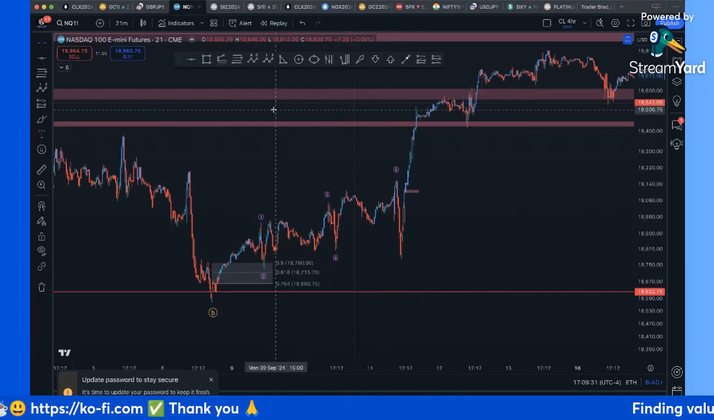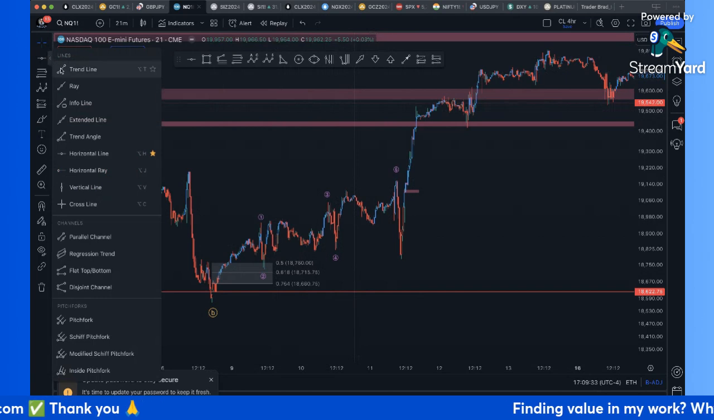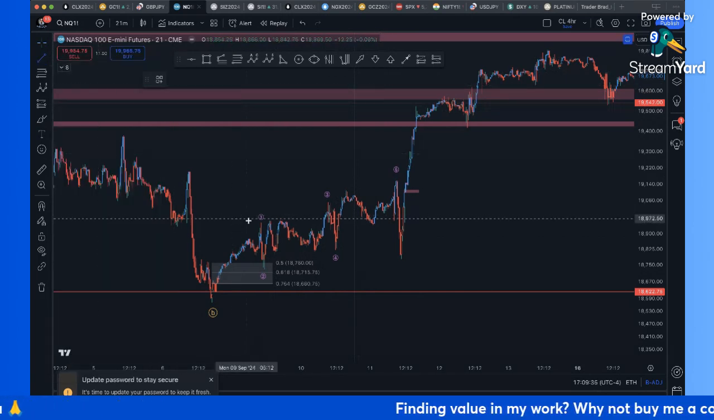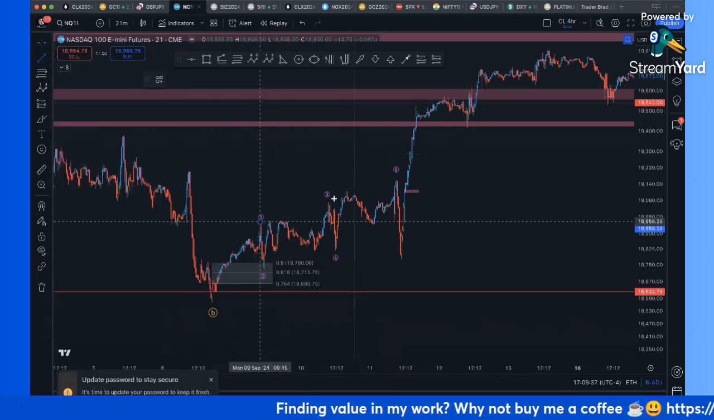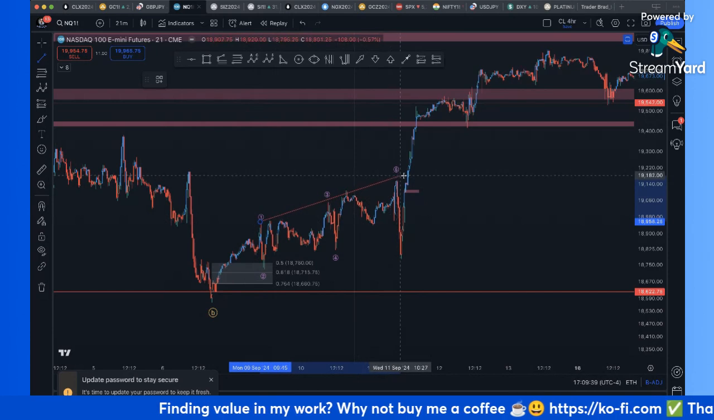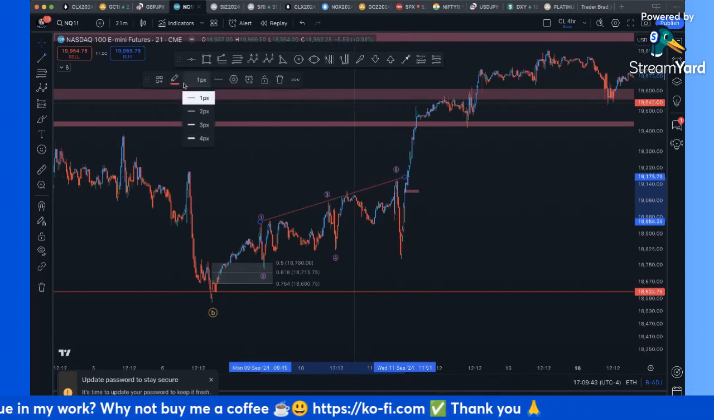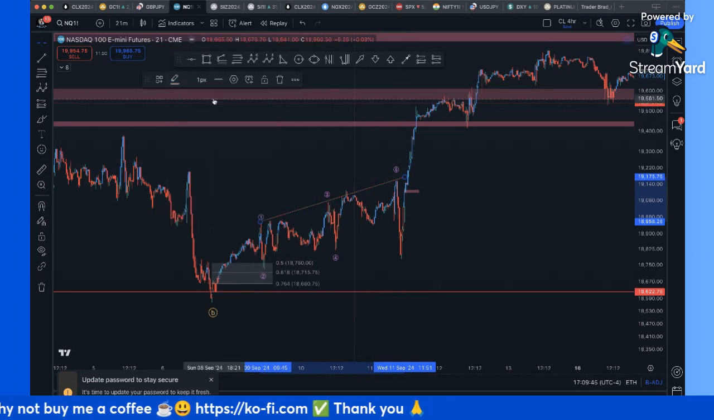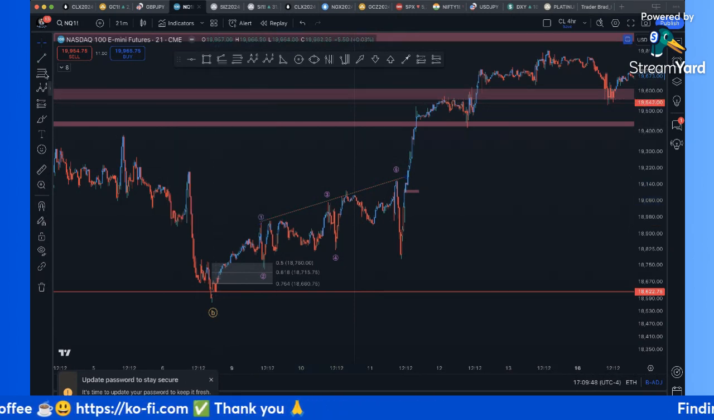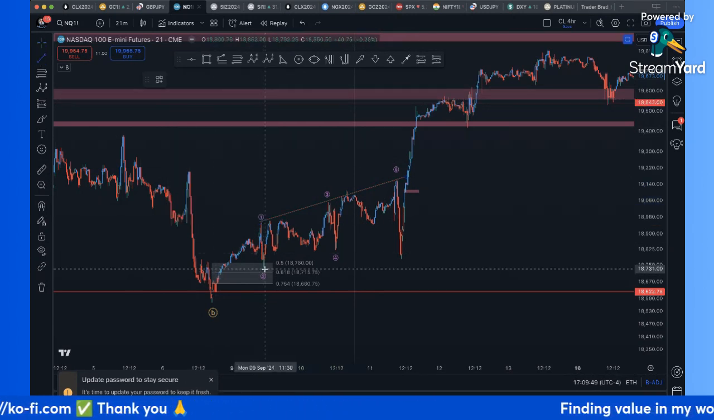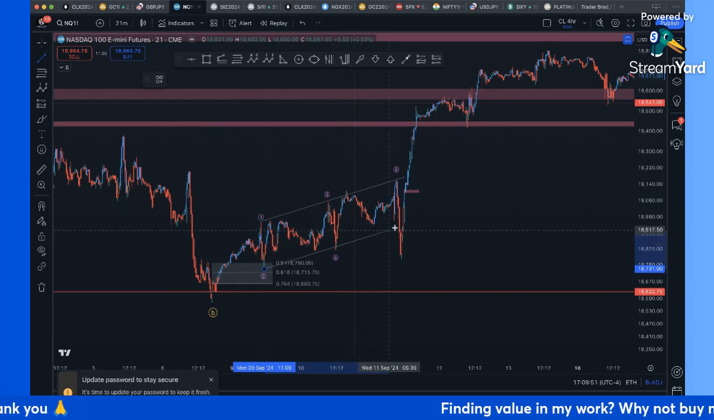Now, another thing about an Elliott wave diagonal is that typically it does tend to respect something of a trend line. So you can see how the top part of that did respect something of a trend line.